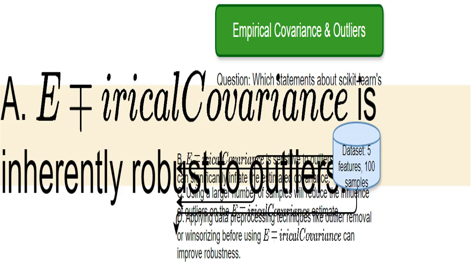This statement is incorrect. Empirical covariance uses a standard method for calculating covariance. This method is very sensitive to outliers because those extreme values heavily influence the average calculation, which is crucial in determining covariance. I need to remember that it is not robust to outliers.